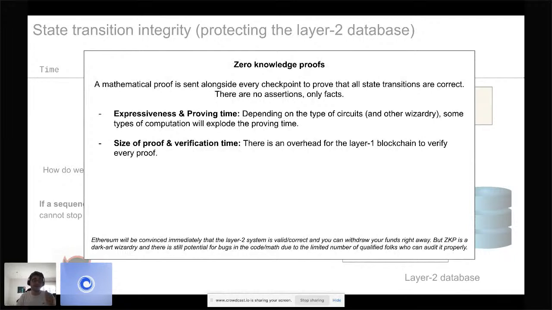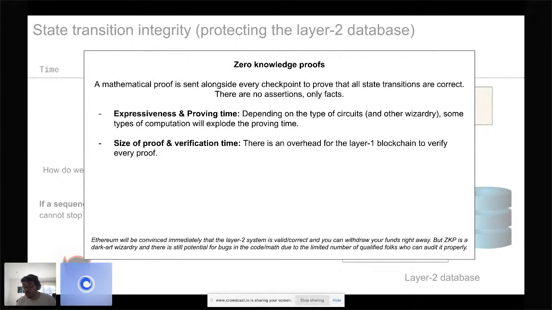The zero-knowledge approach is more wizardry. So the idea is that when I post a checkpoint to Ethereum as a sequencer, they also provide a proof that the checkpoint is valid and all state transitions are correct. So there's no assertions. There's no, I assert that this is true. There's only facts. There's the checkpoint, there's the proof. It's factual, it's objective. Ethereum will be immediately convinced that the checkpoint's correct.